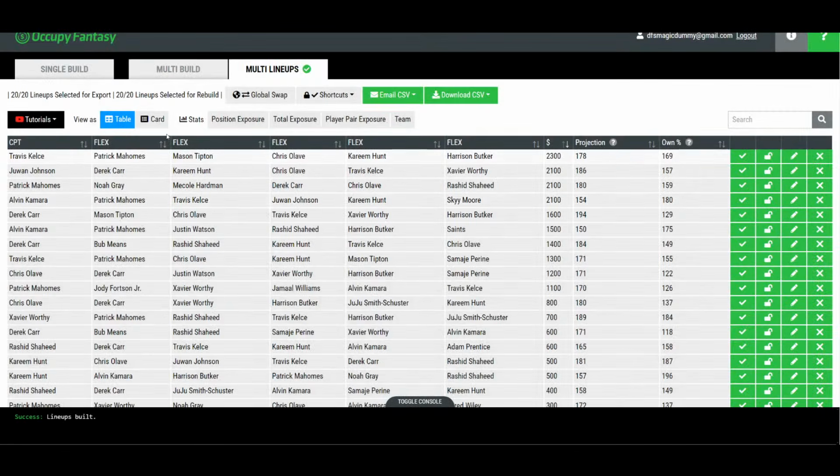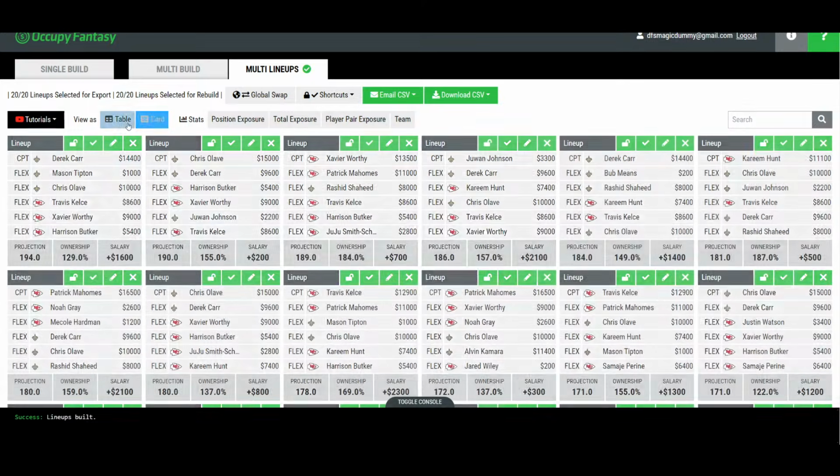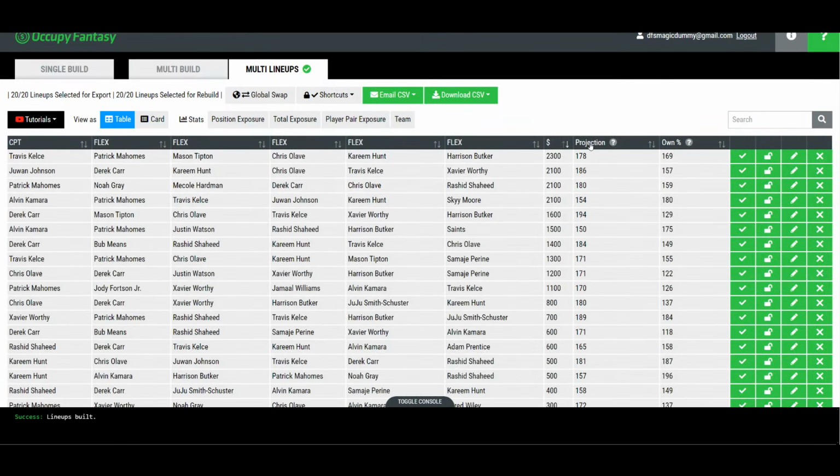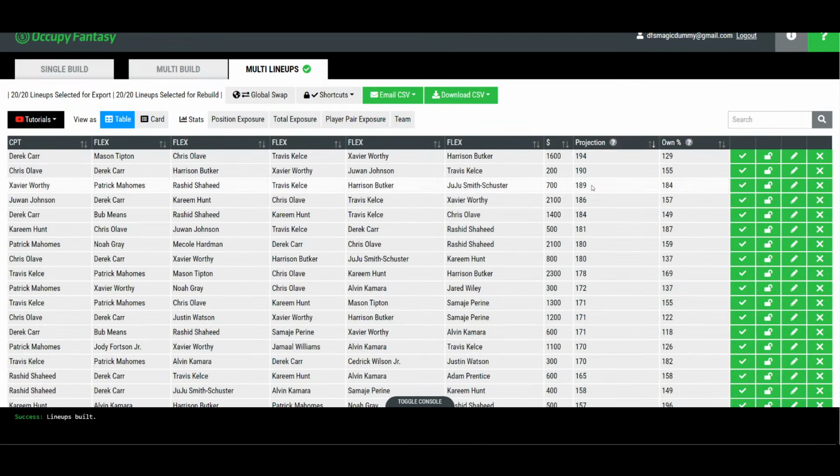All right, bring up the table view first. We have the card view as well. So what I like to do here next is sort by projection. Okay, these are the highest projected lineups that the lineup builder has spit out based on the rules we implemented. Let's look at the captains. Which captains are showing up the most at the top? So we got Carr, Olave, Worthy, Johnson, Carr, Hunt, Mahomes, Kelsey, Shaheed.